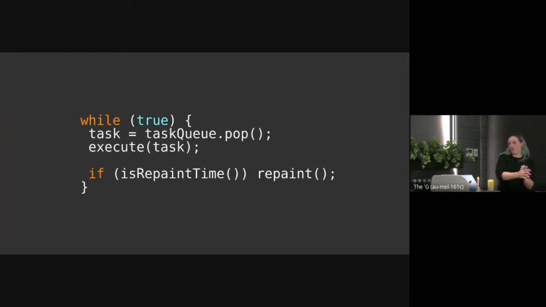Okay, so now our event loop looks like this. It's an infinite loop. Each turn of the loop, we're going to grab a task off the queue. We're going to execute that task, and then if it's time to repaint, we'll repaint. Are we all good with that? Yeah, cool. Because it turns out it's a little bit more complicated than this.